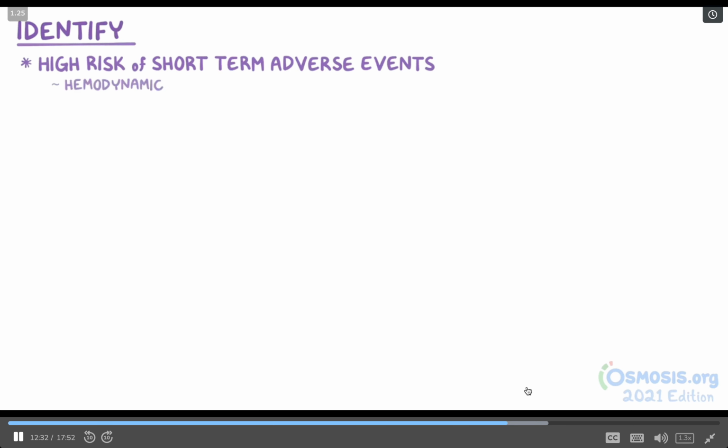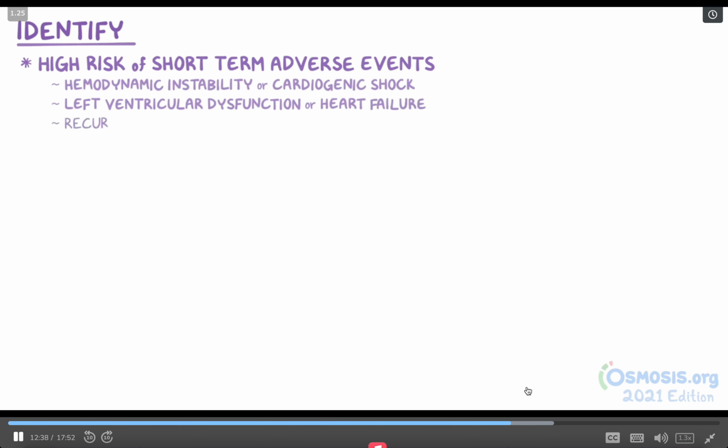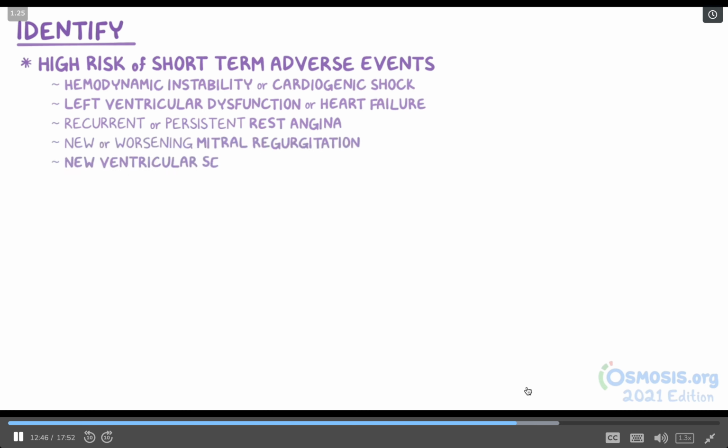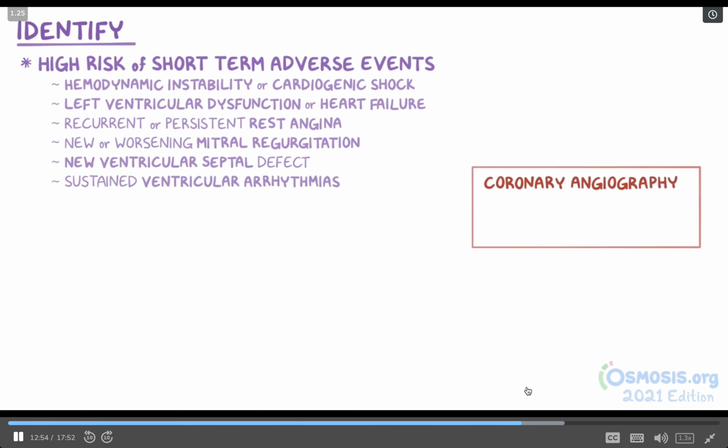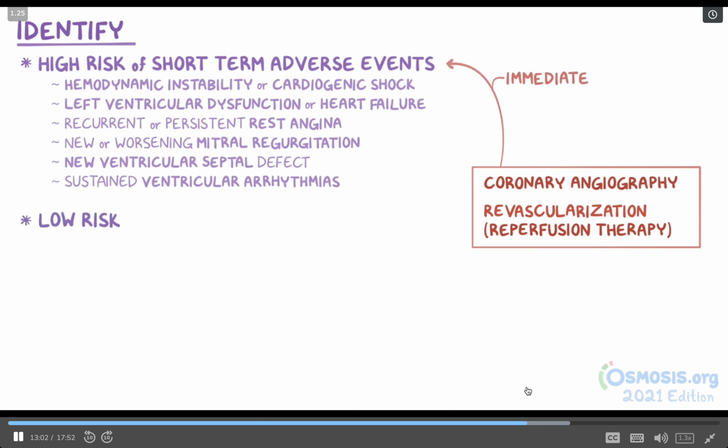Those are ones with hemodynamic instability or cardiogenic shock, left ventricular dysfunction or heart failure, recurrent or persistent rest angina despite intensive medical therapy, new or worsening mitral regurgitation, new ventricular septal defect, or sustained ventricular arrhythmias. These high-risk patients should get immediate coronary angiography, as well as revascularization, which is also called reperfusion therapy, to restore coronary perfusion. Low-risk patients should get coronary angiography and reperfusion therapy within 12 hours of symptoms.